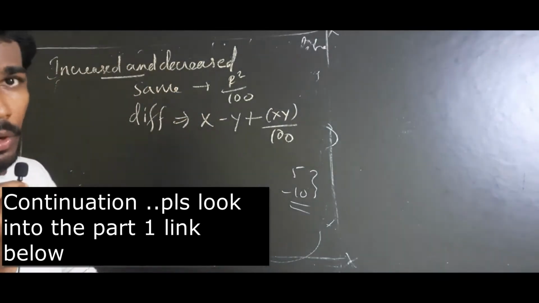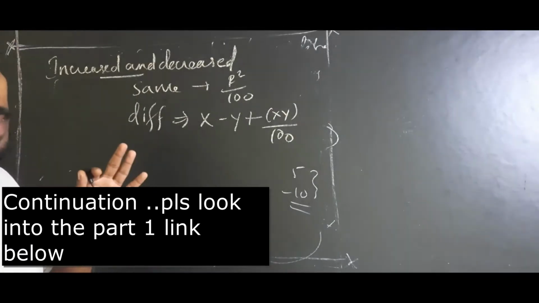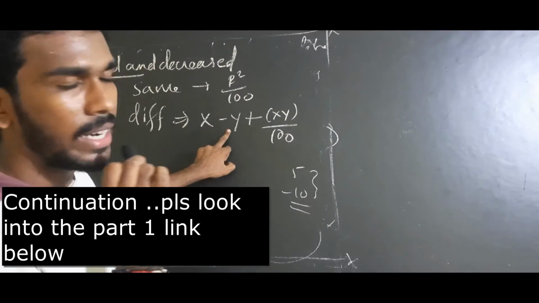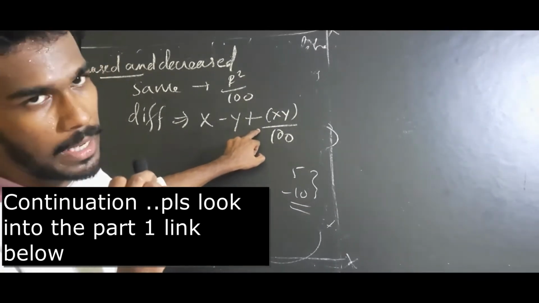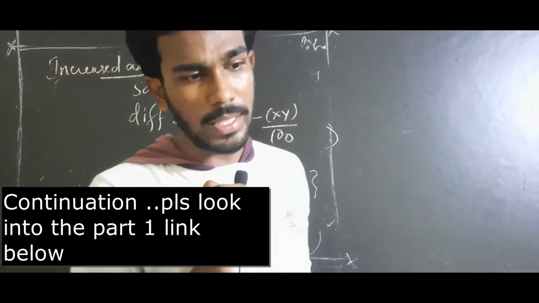In that scenario, what you actually do is x minus y plus xy divided by 100. So x is the increase, the decrease will be given a negative value, then xy will be multiplied and divided by 100. Okay. Now let's go to the question.